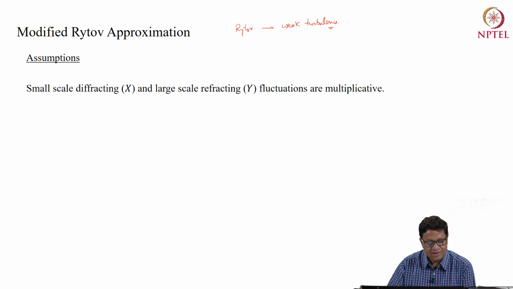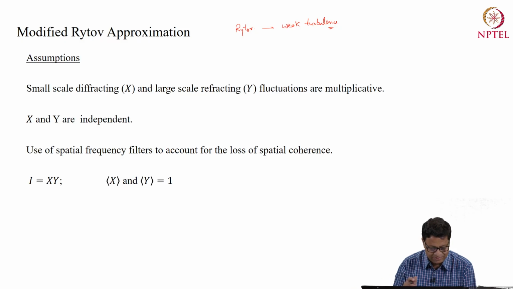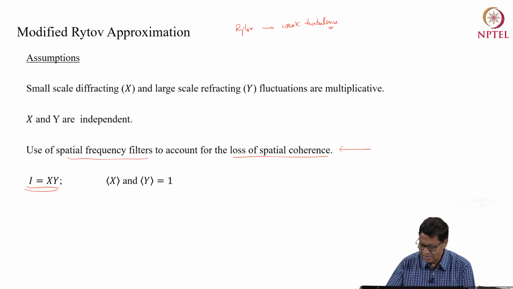The assumptions maintained are that those large scale and small scale fluctuations, which are happening because of the large scale eddies or small scale eddies, the diffraction happening because of the small scale and the refraction happening because of the large scale, are independent and multiplicative, which is a valid assumption. That is, x and y are independent and the total effect is multiplicative. So the total effect is I equal to xy, and let us assume the averages of x and y are normalized to 1. We are also periodically using spatial frequency filters to account for the loss of spatial coherence, because as the beam travels, there is a loss of spatial coherence happening. So this has to be contained, and the use of a spatial frequency filter will make the spatial coherence nearly constant.